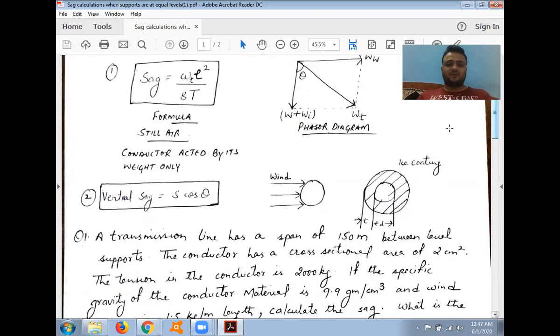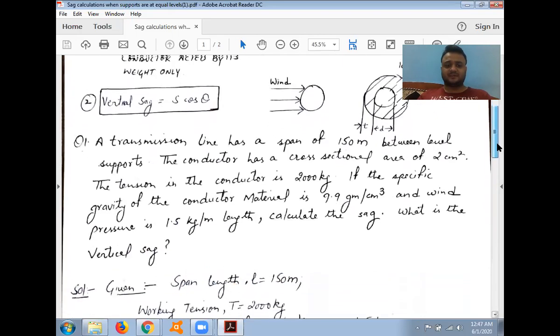This formula is used for calculating slant sag. If in the numerical it is given that you have to calculate vertical sag, then the value of S calculated from here has to be substituted there. So let us discuss our numerical number 1.